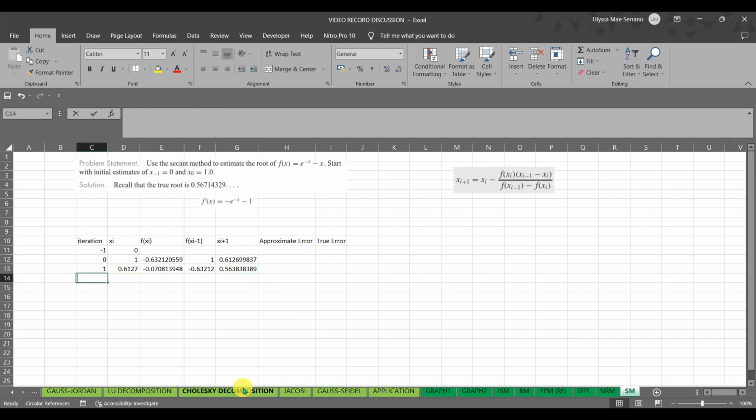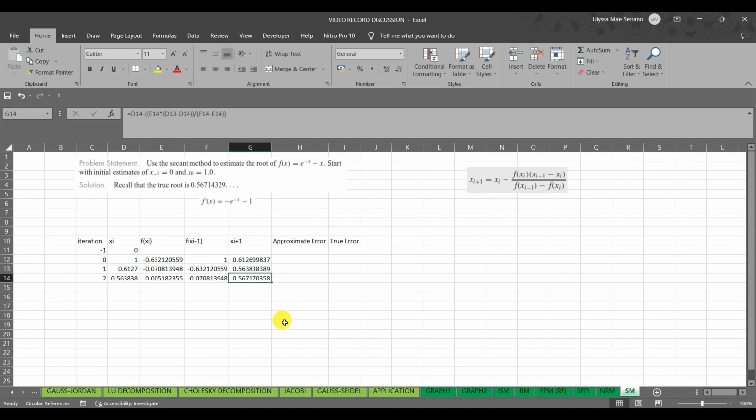And for the second iteration, same procedure, we're going to use now the calculated x sub i plus 1, substituting the value of the new x sub i to the function, and the function of x sub i minus 1, which is the function of x sub i at the first iteration, and applying the formula. So we will have here this particular value. You will notice the similarity of the values of our x sub i and x sub i minus 1.